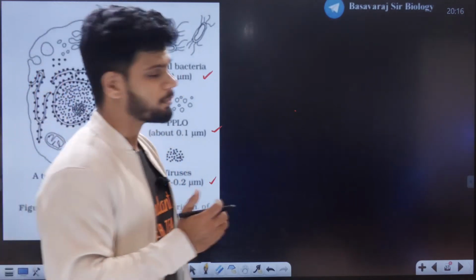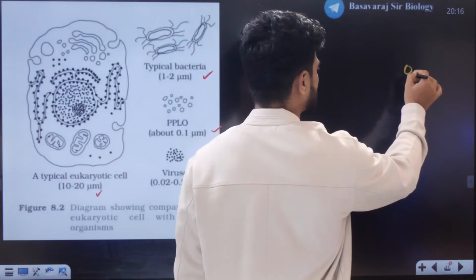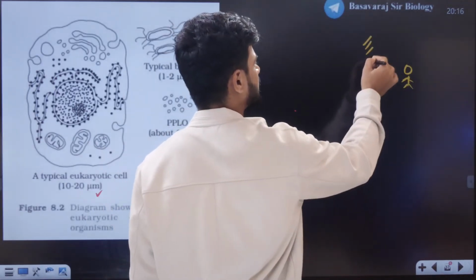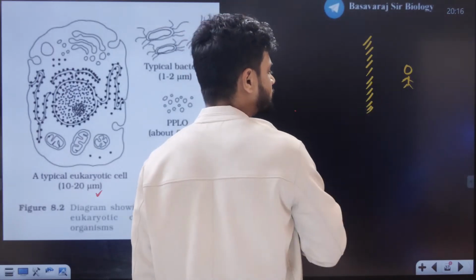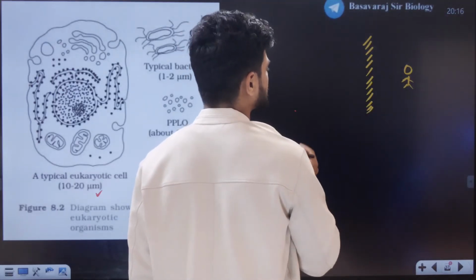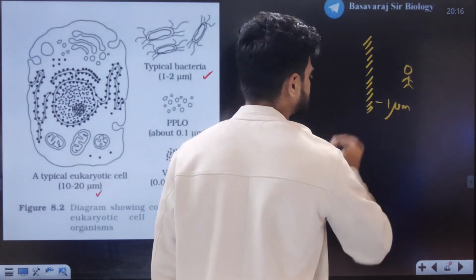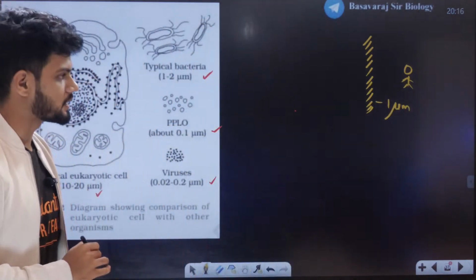Let's take Ami for example. Ami is standing here. Now here I'm adding a filter. The pore size of the filter, let's say, is around 1 micrometer.